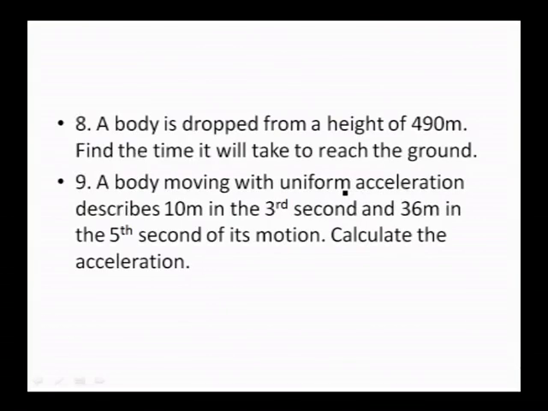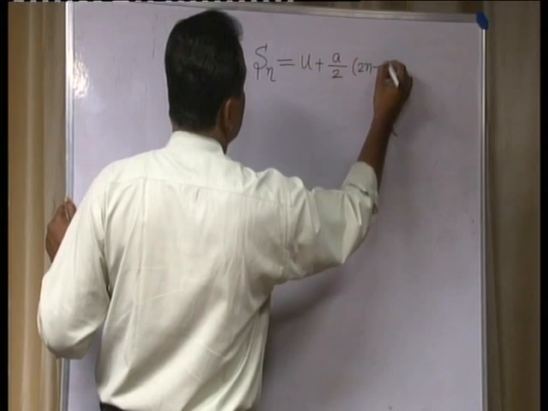A body is moving with a uniform acceleration. And then what is given? It describes 10 meter in the third second. Describing 10 meter in the third second means you just recall the equation to find the distance travelled by a body during the nth second of its motion. Distance travelled by a body during the nth second of its motion is Sn is equal to u plus a by 2 into 2n minus 1.